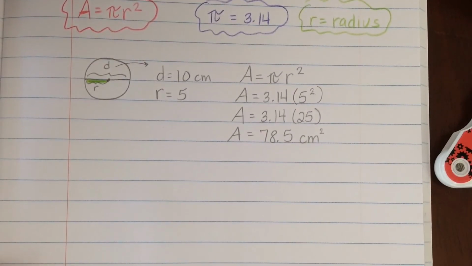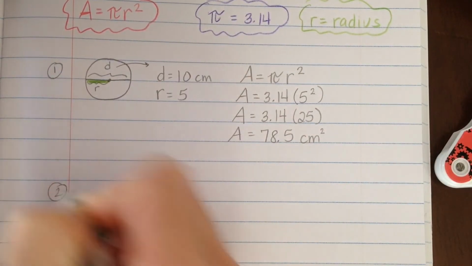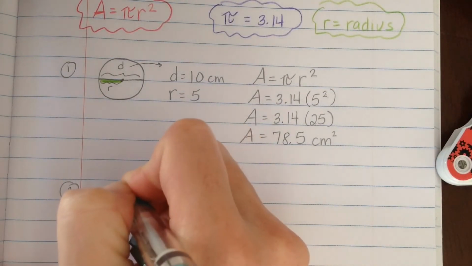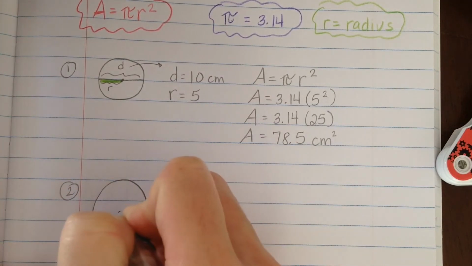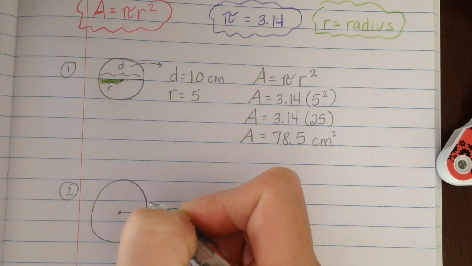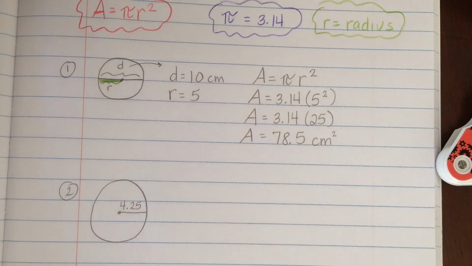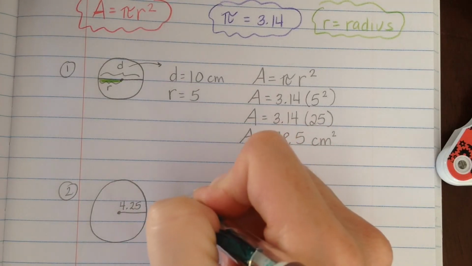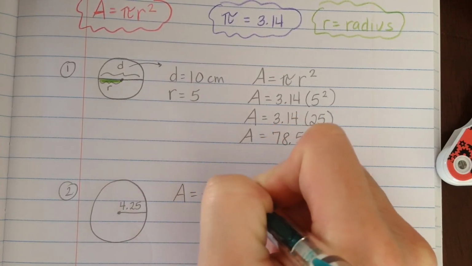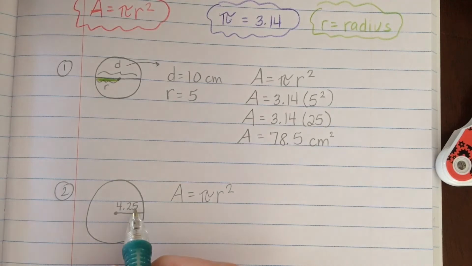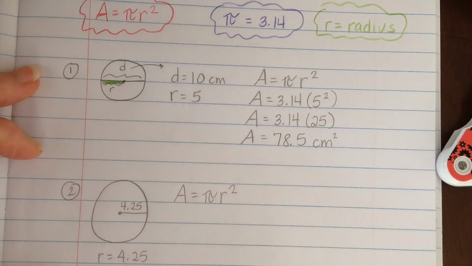If you are just given the radius, we'll do number 2 right here. Okay, let's do a problem, and let's say the radius we are given is 4.25. Again, we use the formula. Area is equal to pi r squared. In this problem, we are given the radius. So here the radius is 4 and 25/100ths.